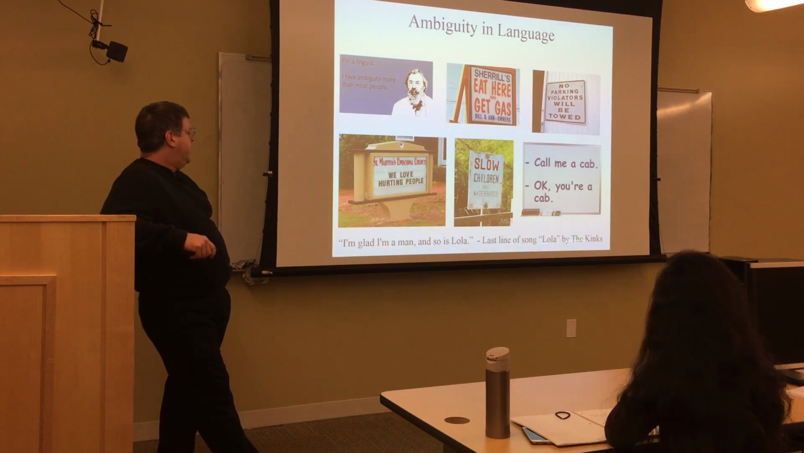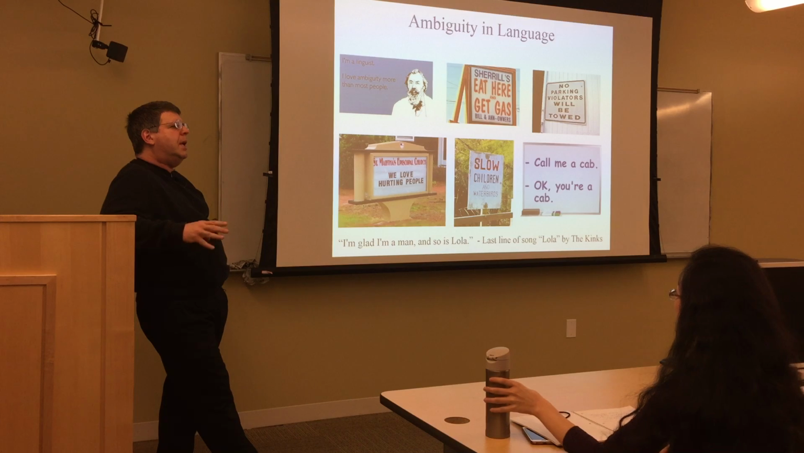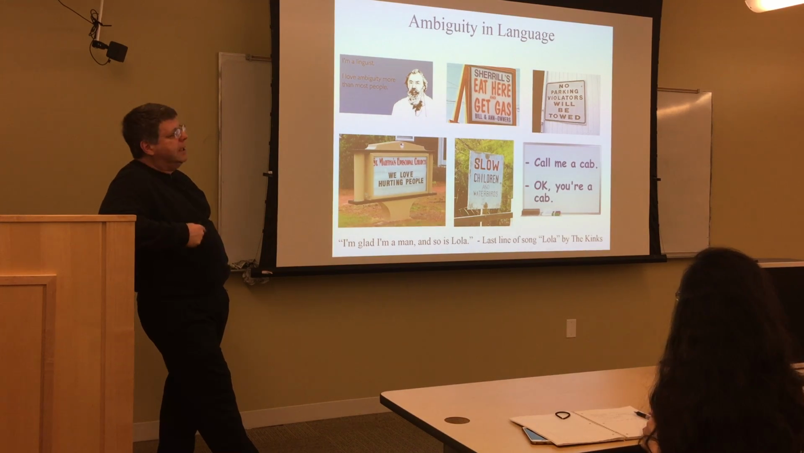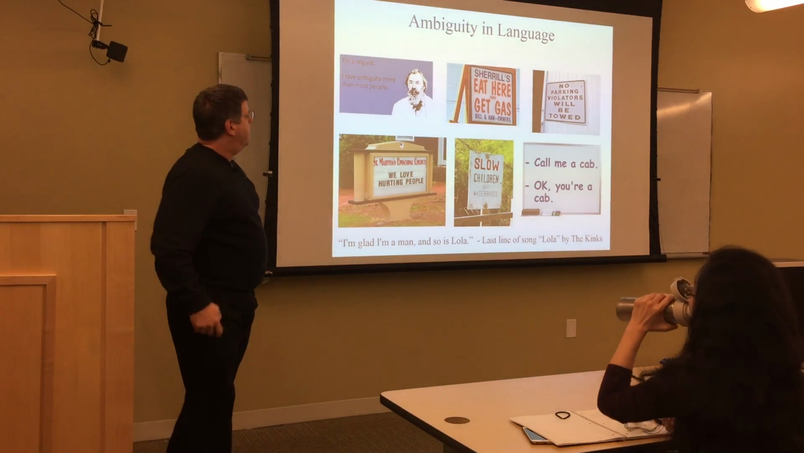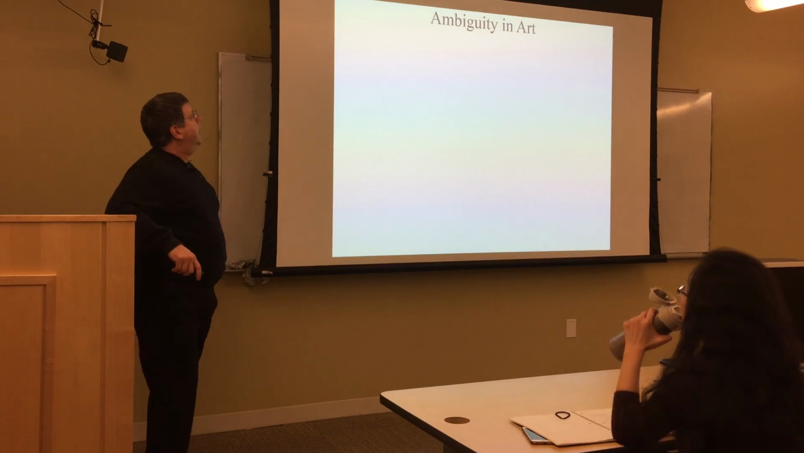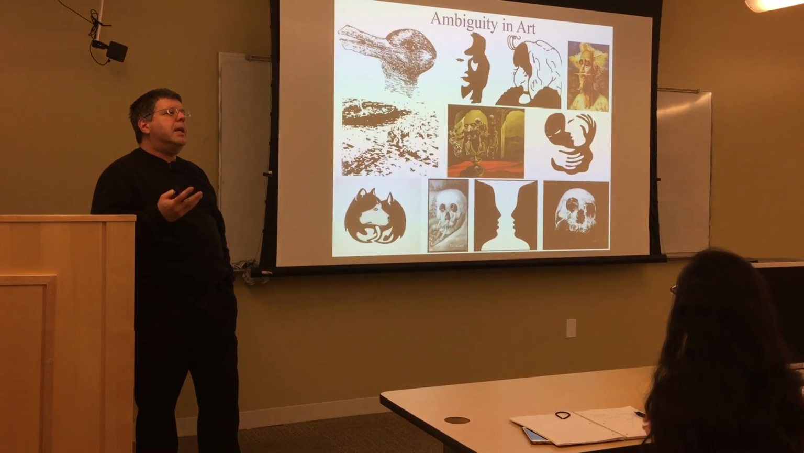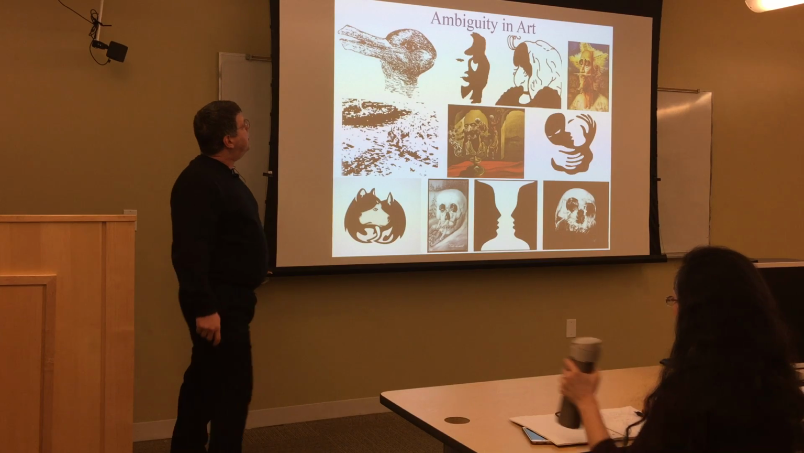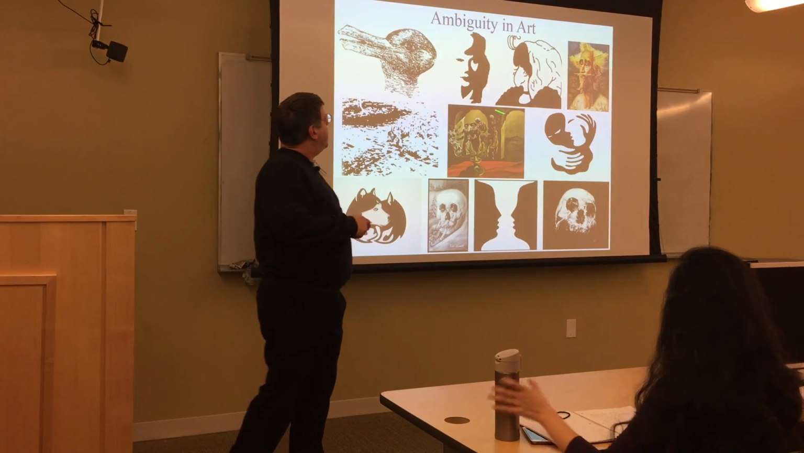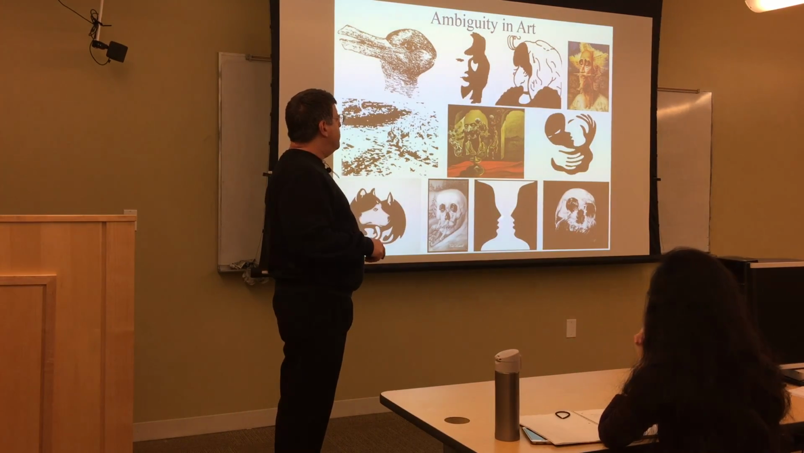Famous song, Lola by the Kinks. One of the last lines is, I'm glad I'm a man and so is Lola. It's not clear if Lola is a man or Lola is also glad that he's a man. Probably both, if you know the song. And there's ambiguity in art, which makes kind of really interesting aesthetics. These are ambiguous art. So each one of these can be viewed as figure and ground in several different ways.